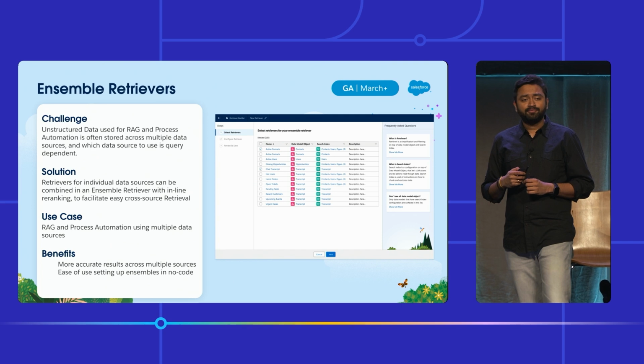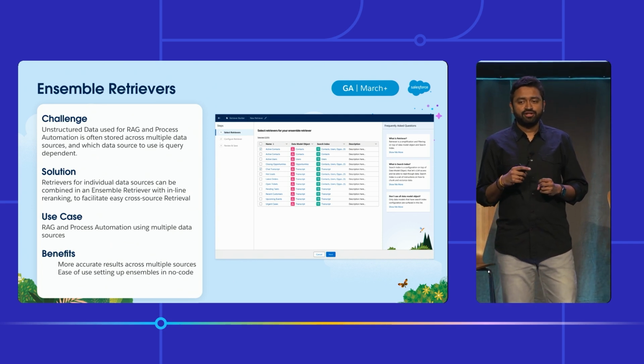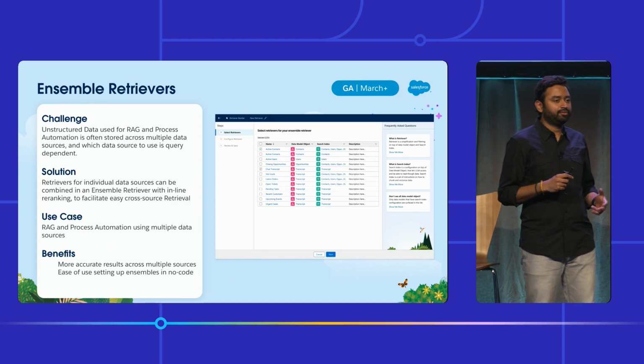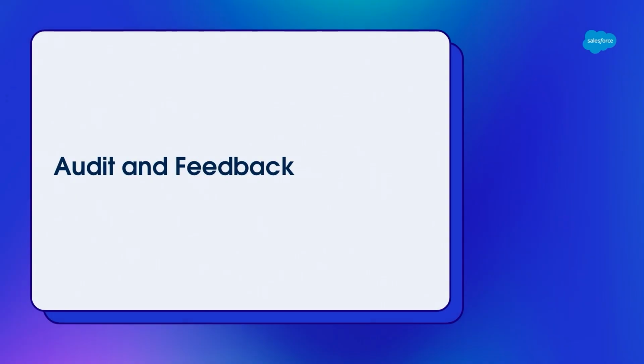And we are also coming up with ensemble retrievers. So right now you've seen the limitation where you can only use one retriever, one data library, and all of that. Ensemble retrievers let you group a bunch of retrievers together so that you can attach more data sources to your agent. So that's something that is coming out soon, so stay tuned.